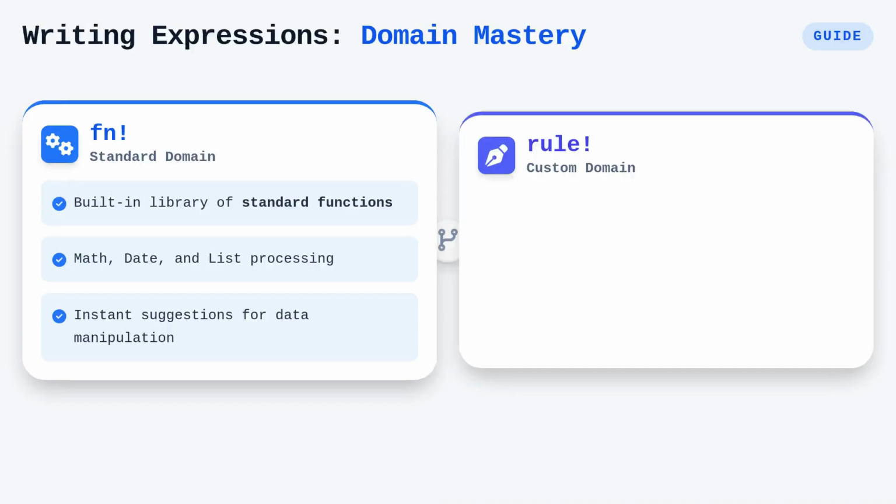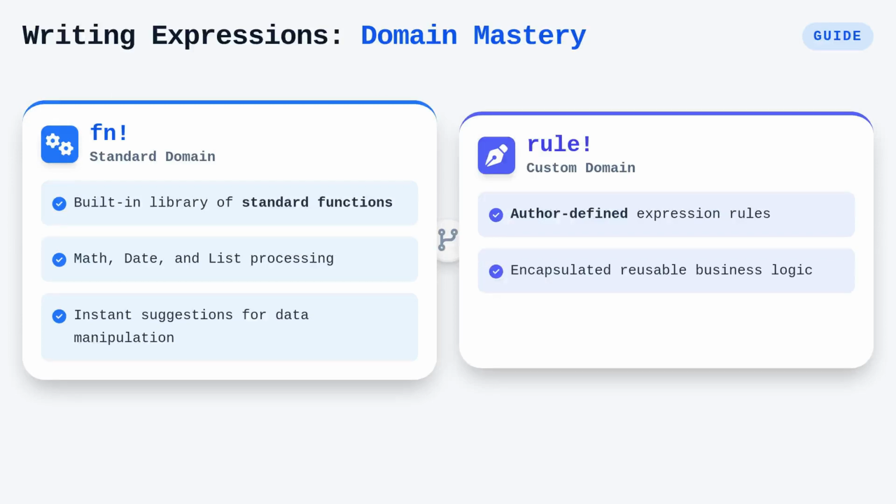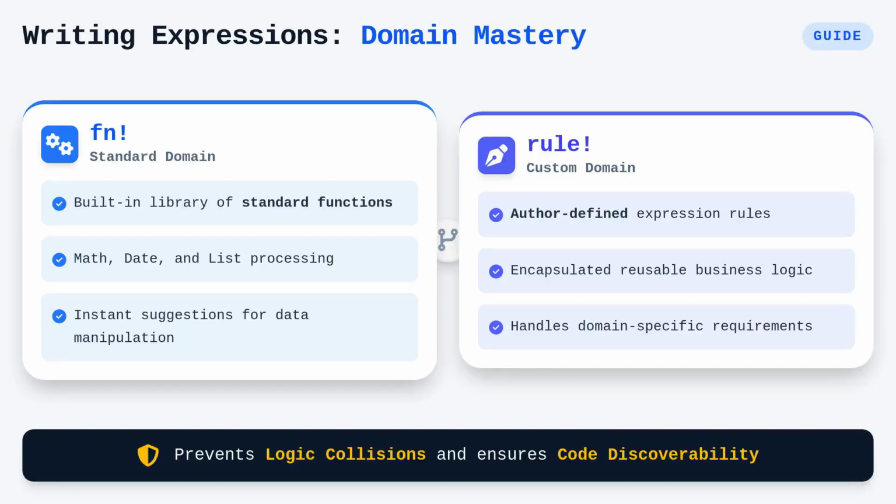Conversely, the rule domain refers to custom expression rules you have authored yourself, which encapsulate reusable logic for your specific business case. By prefixing these custom rules, you ensure the platform can distinguish between standard system logic and the bespoke logic your team has built to handle domain-specific requirements. Keeping this distinction clear leads to better code discoverability and helps prevent collision between native functions and custom developments.